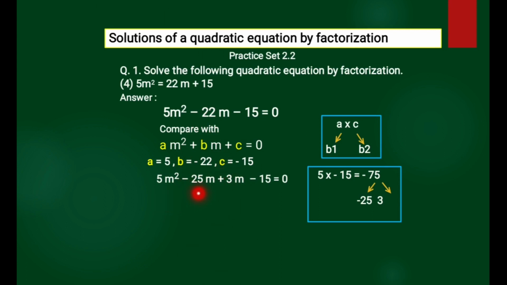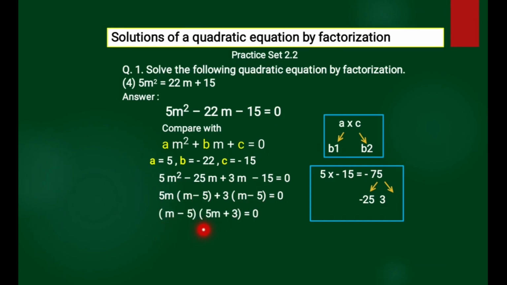Now we have to take 5m common from the first two terms, and we have to take 3 common from the last two terms. So after taking 5m common, we get m minus 5, and from the last two terms taking 3 common, we get m minus 5. So again we take m minus 5 common. So we write m minus 5 into 5m plus 3. So these are the two factors. So we write m minus 5 equals to 0 or 5m plus 3 equals to 0.